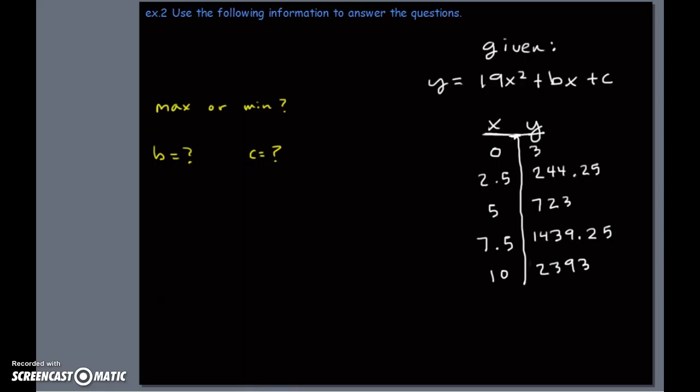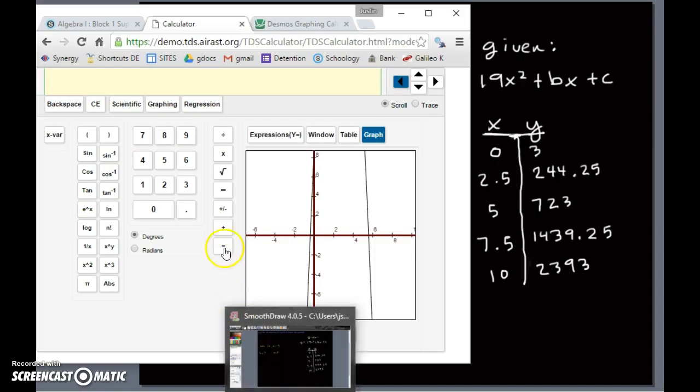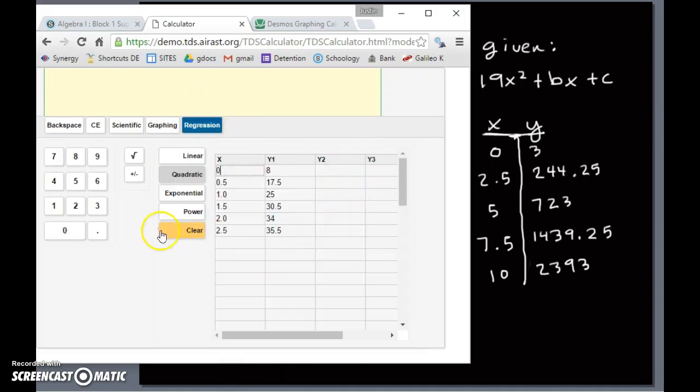I'm going to pull up the graphing calculator, and then I'm going to go to regression, clear this data, and then type in the table. So I'm going to pause the video and type in the table right now. So I've typed in the values and double checked to make sure I typed them in correctly. It looks like I've typed them in correctly.